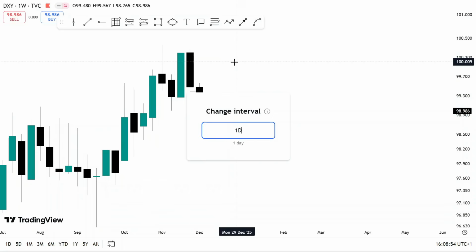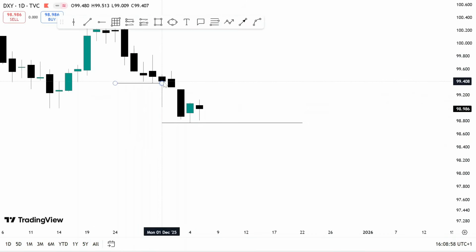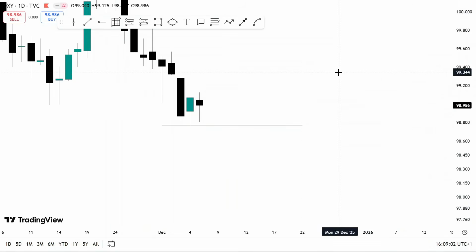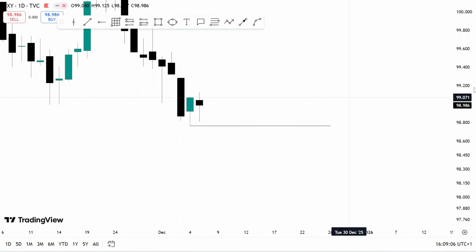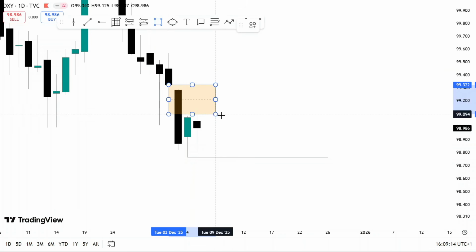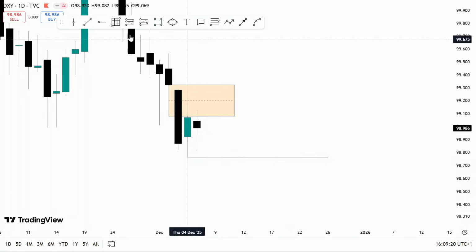Now heading to the daily chart, we can clearly see the concept of internal range liquidity to external range liquidity, and also the concept of candle science playing out together. Here, our internal range liquidity is this fair value gap. So we are anticipating price to move from internal range liquidity to external range liquidity. That means on the daily chart, we are currently bearish.